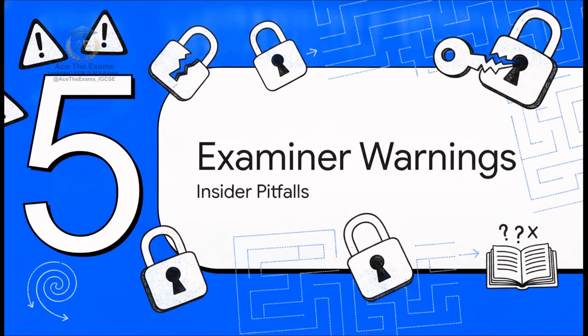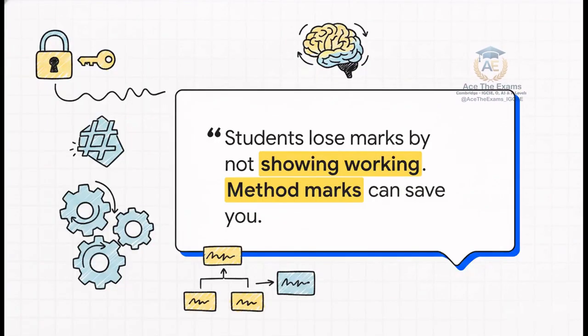Now for the most critical part of our explainer, Section 5, Top Examiner Warnings. These are the insider pitfalls you absolutely must avoid. Here is Challenge 3, Speed Writing. If you only had 30 seconds to write one perfect Peel paragraph, what's the most vital thing to include? It's the method mark strategy.